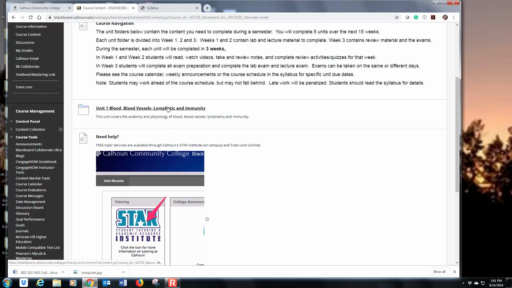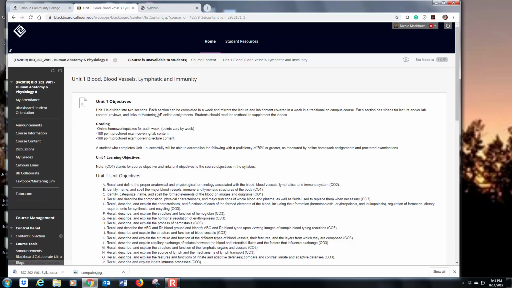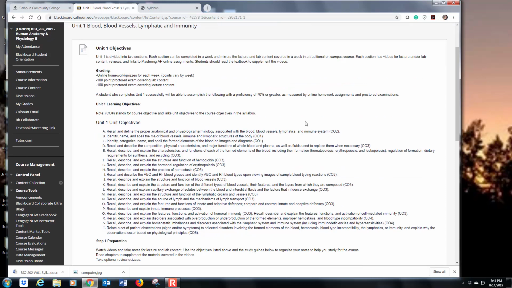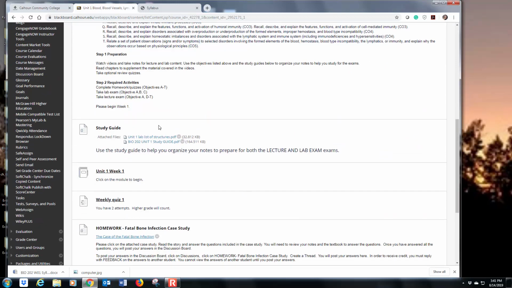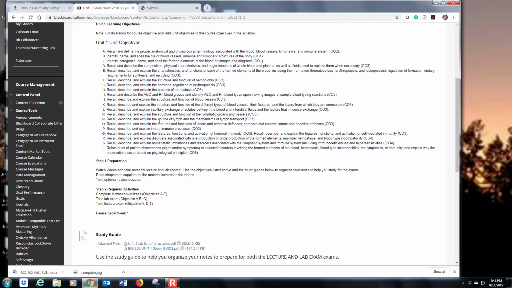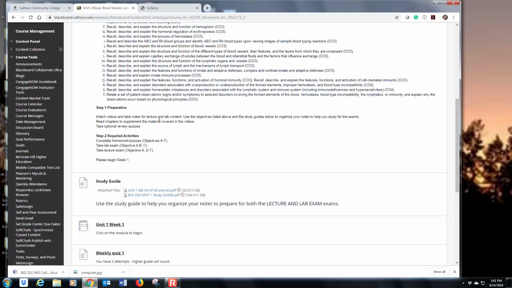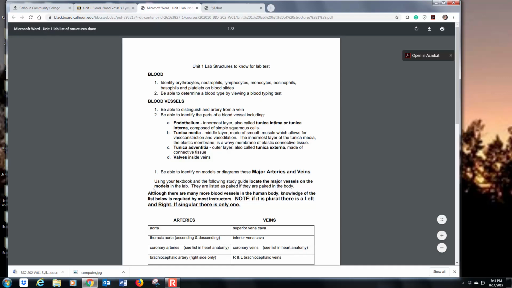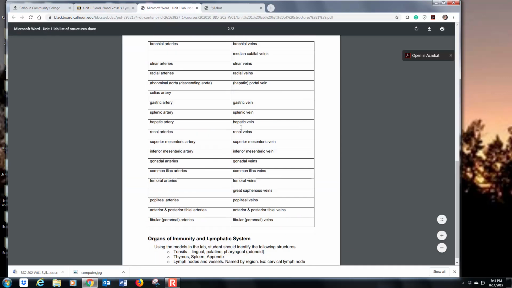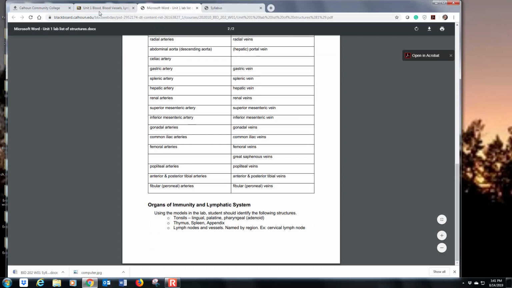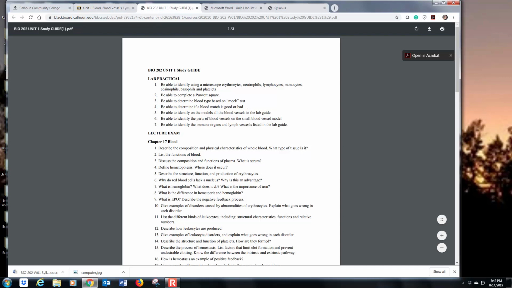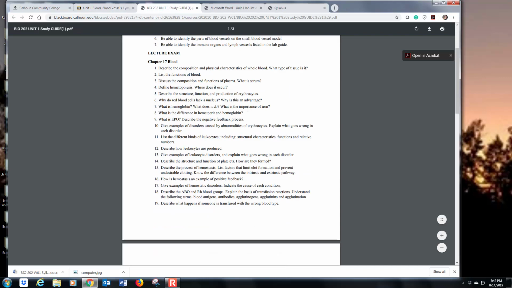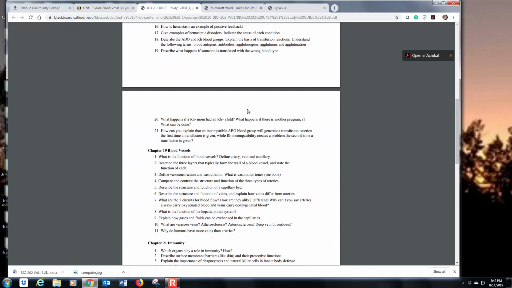So right now, you'll click on your Unit 1. They're all going to be set up the same way. You're going to have your objectives for the unit. I give you a study guide. Really, the objectives is the study guide, but some people like a little more detail. You've got your lab list, so this is basically your lab guide. These are the things you have to be able to identify from the lab. And then I've got some questions, kind of a little more detail about what you need to know.